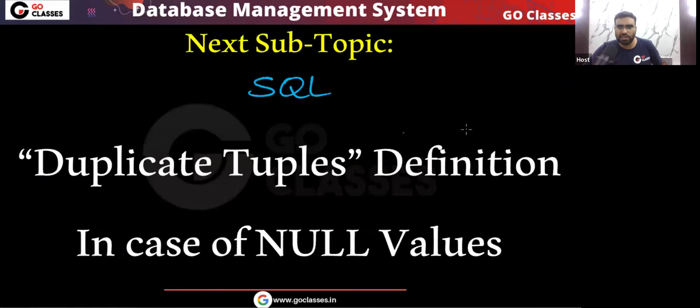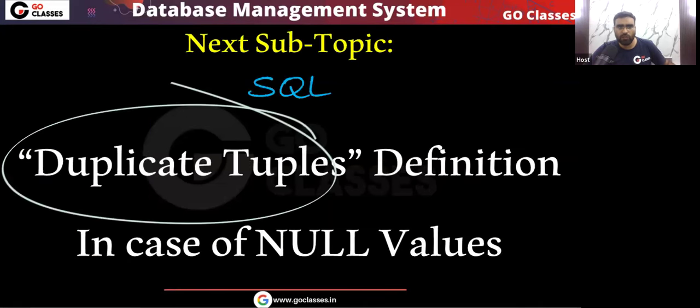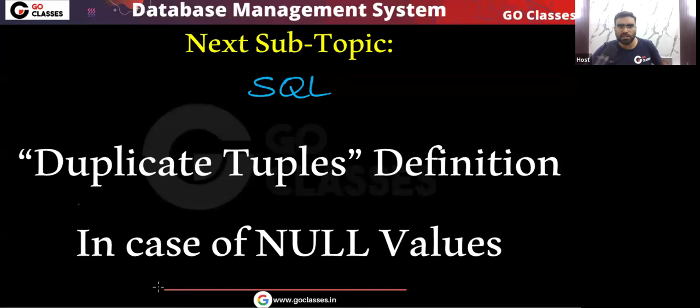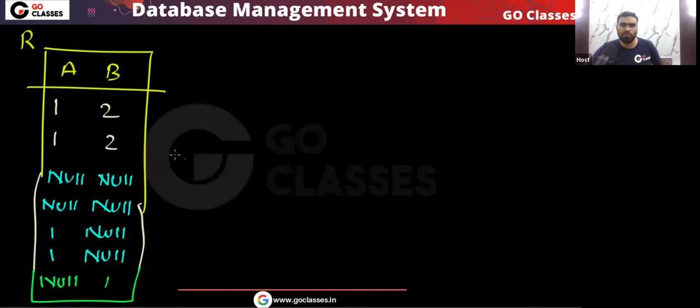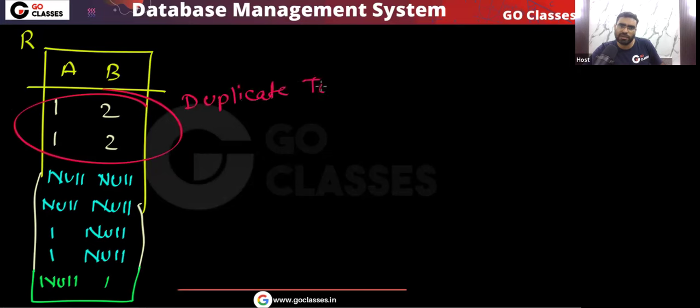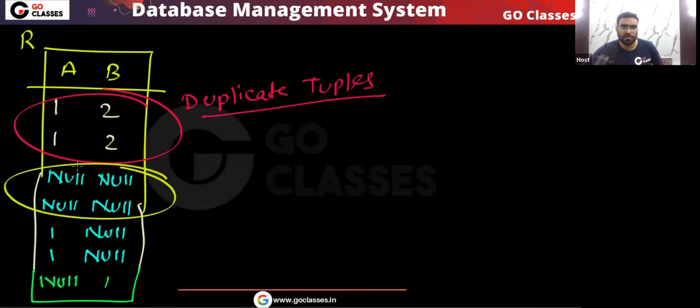See, I want to tell you the definition of duplicate tuples in case of null values. So tell me, are they duplicate? Yes, they are duplicate, right? They are duplicate tuples. Okay, what about the next one? What about these two? Will you consider them duplicate? The answer is yes, they are also duplicate tuples.